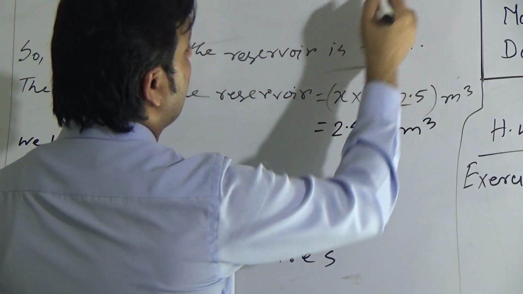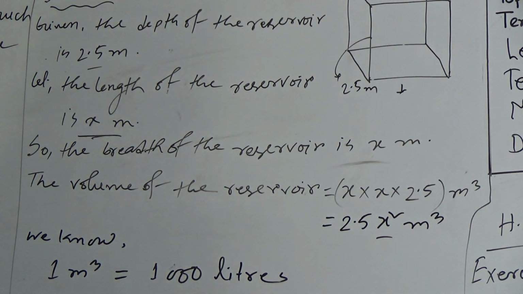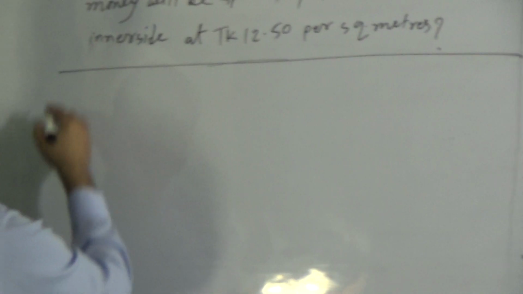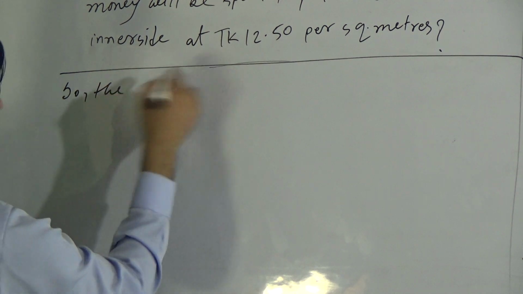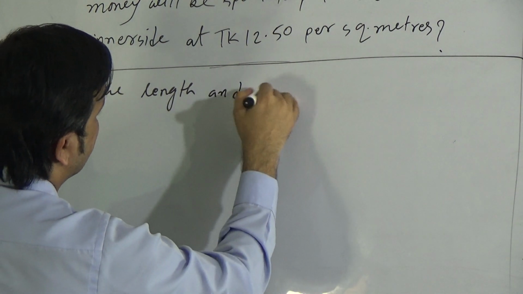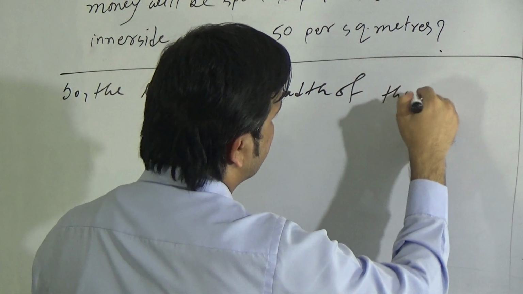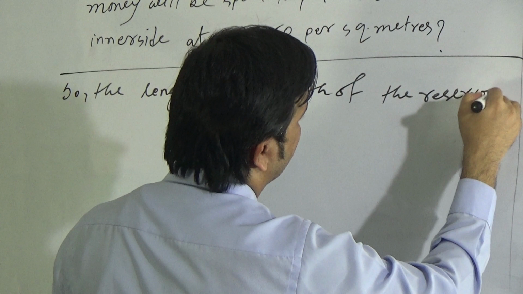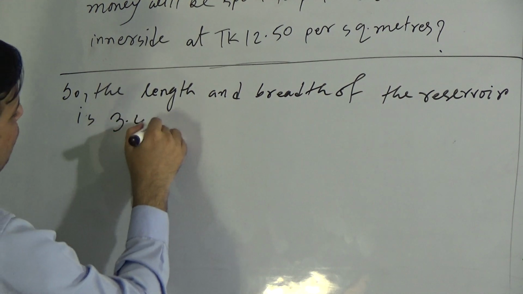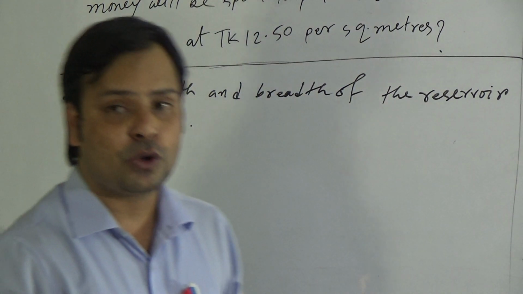So what will be the surface area? Area of the base of the reservoir. So we can write here. Next part I will do here. Next part. So the length and breadth of the reservoir is, that will be 3.4 meter. So now we can determine the area of the base and area of the four walls.